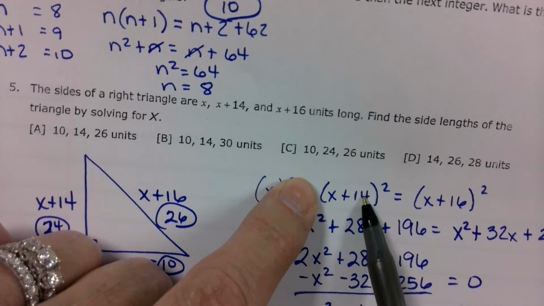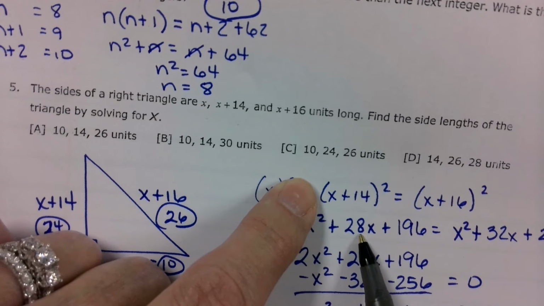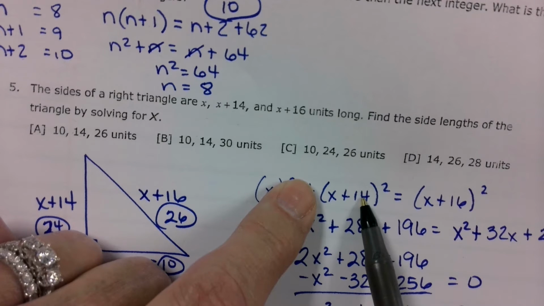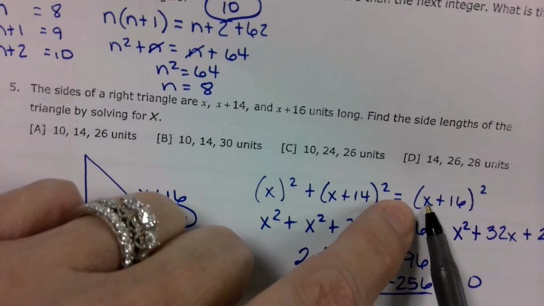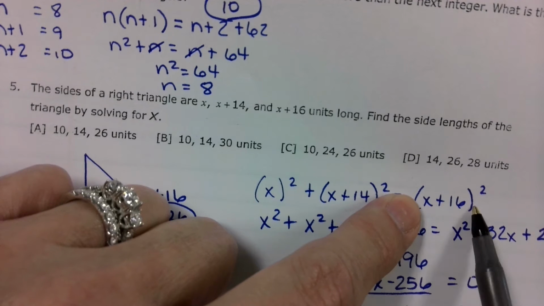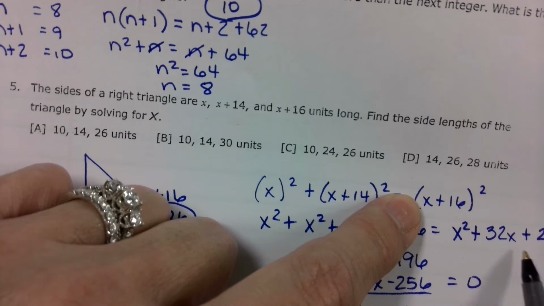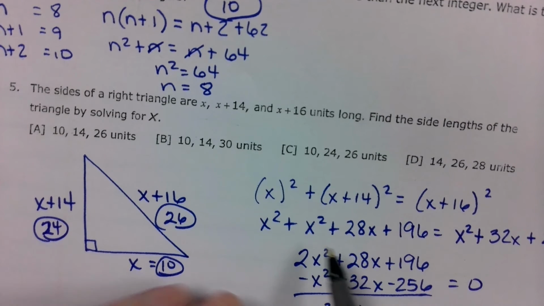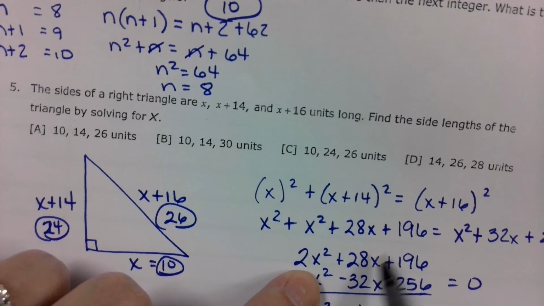It's going to be the product of this times 2. 14x times 2 is 28x. And then square that. Then this squared. And then the product of these two times 2 is 32x. And then square that. I hope you remember that from class. So this is 2x. Bring that down.